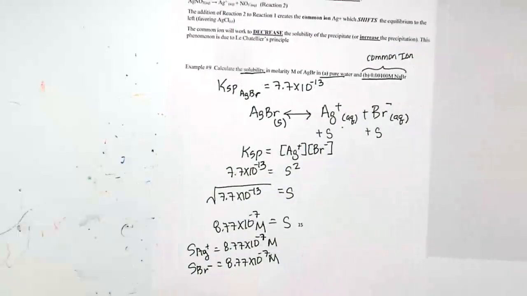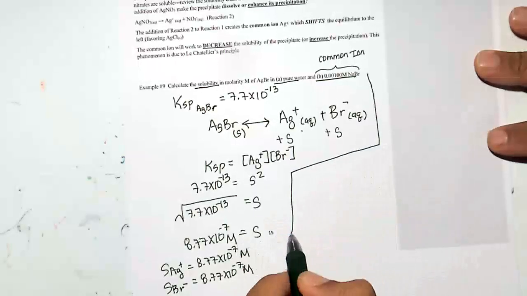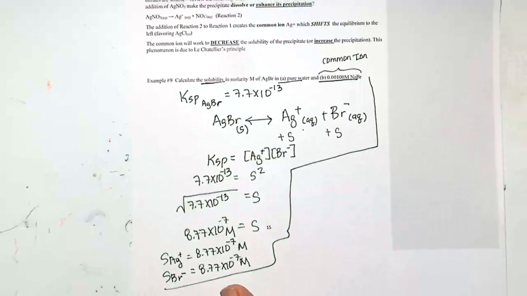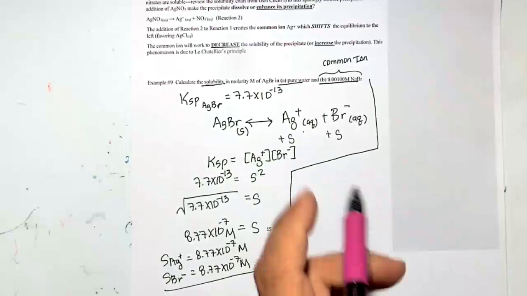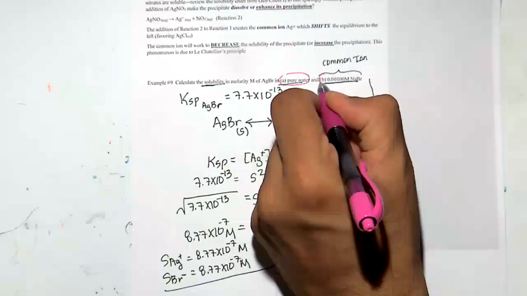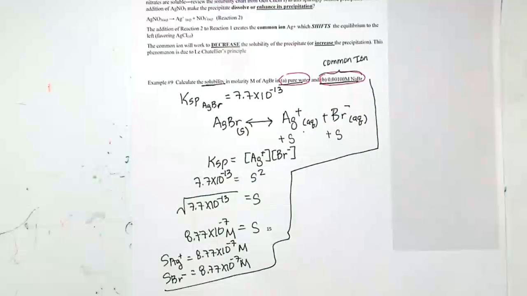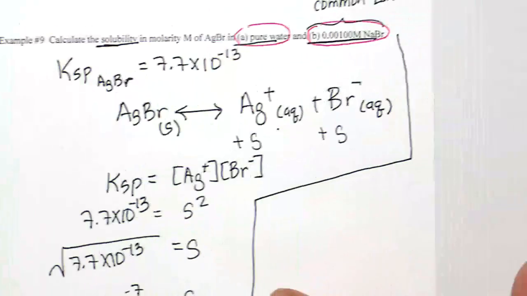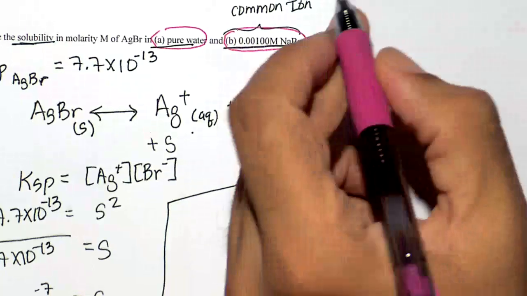So this is something we have done over and over, at least 2 or 3 times. So with that practice, hopefully you're comfortable solving this KSP problem. But part B is a little twist. Now the solvent is not water. The solid is in a solvent that is 0.0010 molar NaBr. Right, so this is part B.